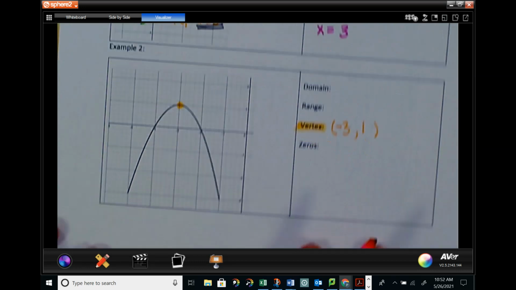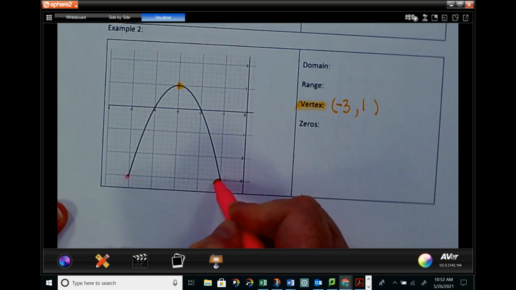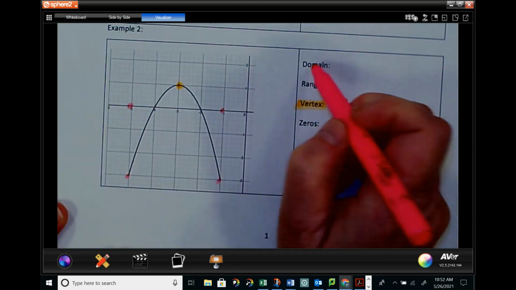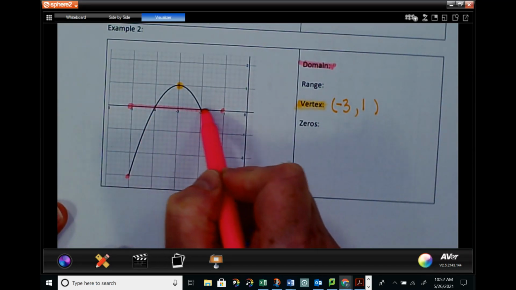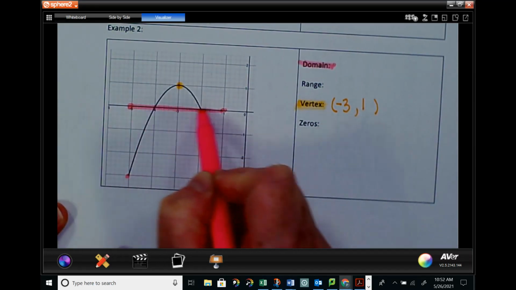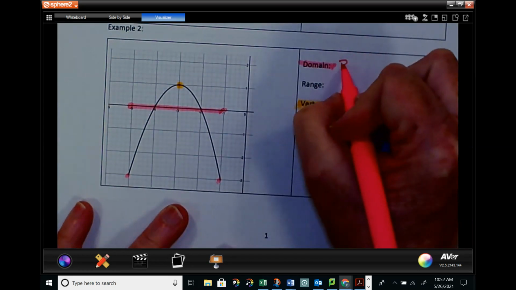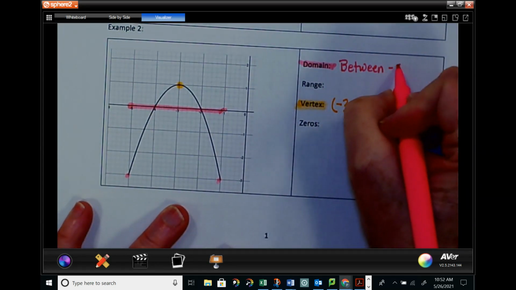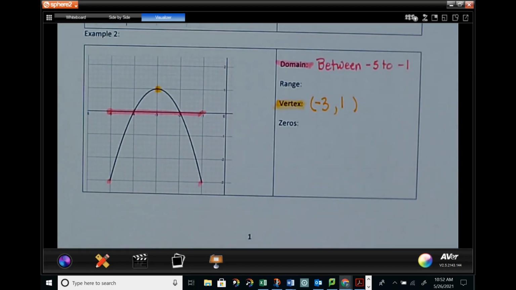Then we look and our graph stops here, there and there. I'm going to transfer this to your x-axis, because your domain is on your x-axis. So there's my domain. My domain is going to be between -5 and -1.